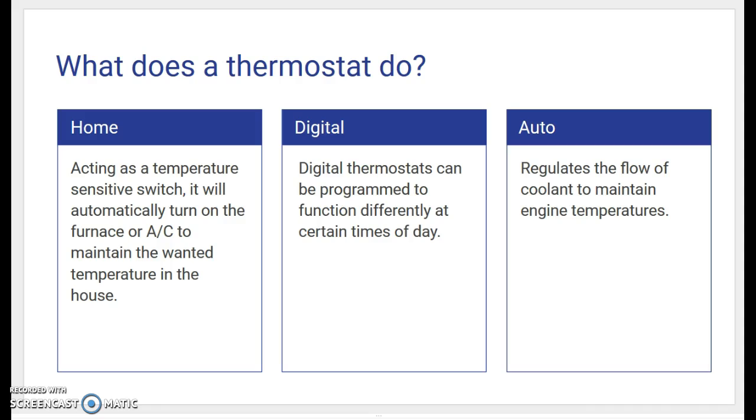When used in car engines, as a certain temperature is reached, the thermostat will open, allowing for the flow of coolant throughout the engine. By controlling when the coolant flows, it allows the car to reach temperature as quickly as possible, reducing wear and emissions.